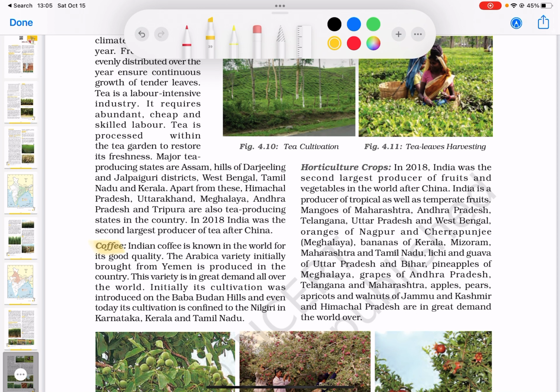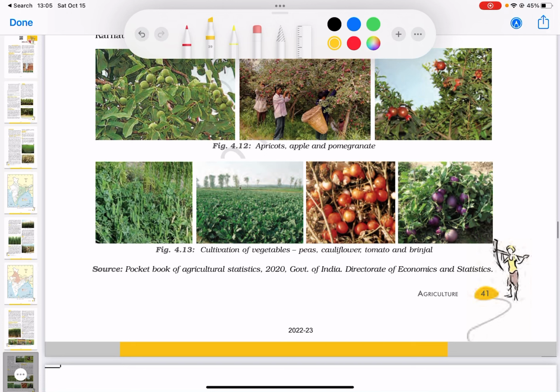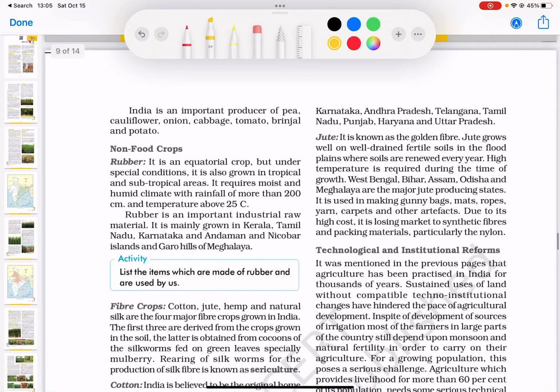We're also going to talk about coffee. Where is it grown? And what are some of the, let's say, conditions that it needs. Then there is also something called horticulture crops. What do you mean by this? It's about fruits and vegetables, right? And we see how these are grown. You can see some of the crops that are grown from horticulture, like apricots, apple, pomegranate, and the vegetables like peas, cauliflower, tomato, and brinjal. Where are these grown in India?